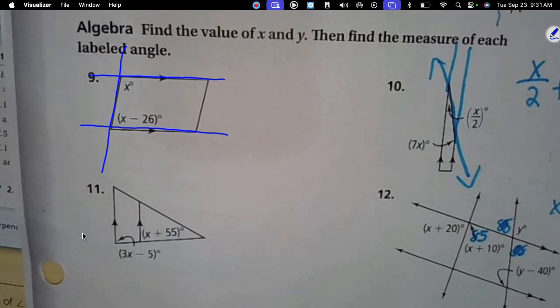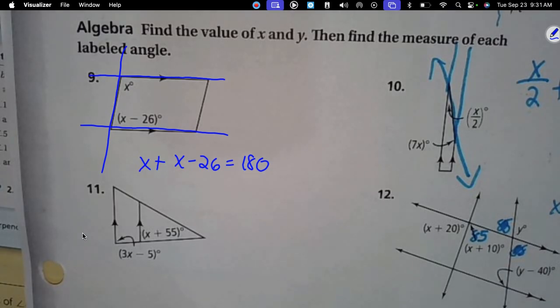Are these angles equal or do they add to 180? It's one of the two. They're either equal or they add to 180. Which ones? X and X minus 26. They add to 180 because they are called what kind of angles? Same side interior angles. They add to 180. Do y'all remember this? We learned that today. So X plus X minus 26, if I add those two things together, they equal 180.